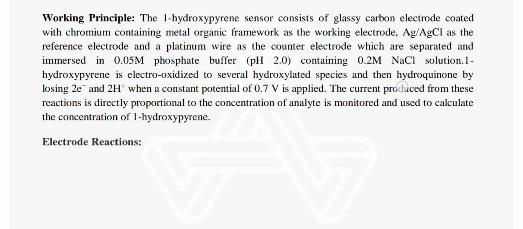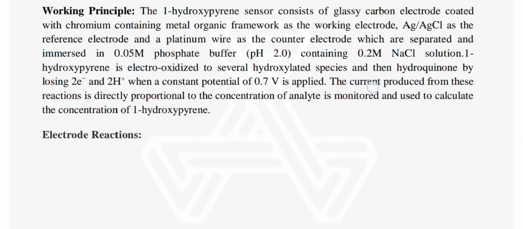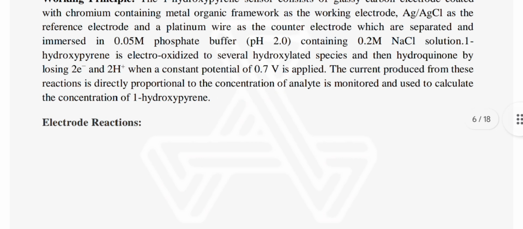1-hydroxypyrene is electro-oxidized to several hydroxylated species and then hydroquinone by losing 2 electrons and 2H+ when a constant potential of 0.7 volt is applied. The current produced from these reactions is directly proportional to the concentration of analyte, is monitored and used to calculate the concentration of 1-hydroxypyrene.